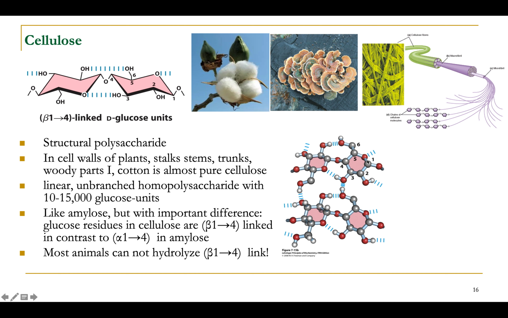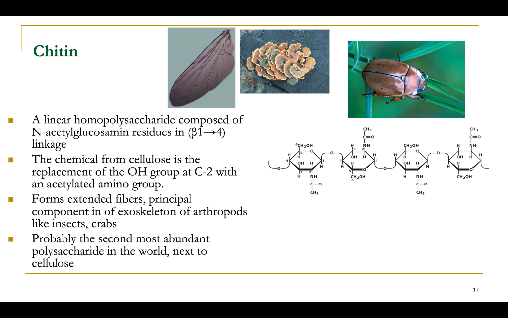One of those are ruminants, and ruminants take advantage of symbiotic microorganisms in the compartmentalized stomach, the rumen, which are in turn equipped with a complement of enzymes able to degrade these 1 to 4 beta linkages between glucose molecules within cellulose. The animal analog of cellulose is chitin.